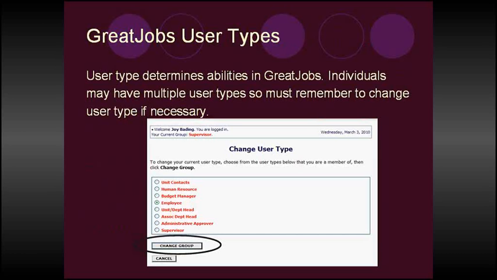So for example, your department head may also be a supervisor. So depending on what he or she's trying to do in Great Jobs, they need to select supervisor versus unit department head.